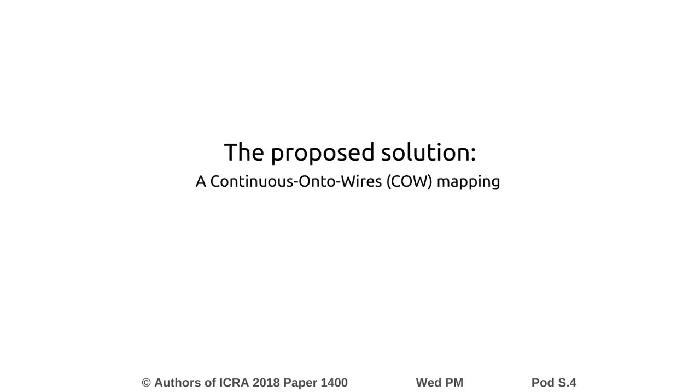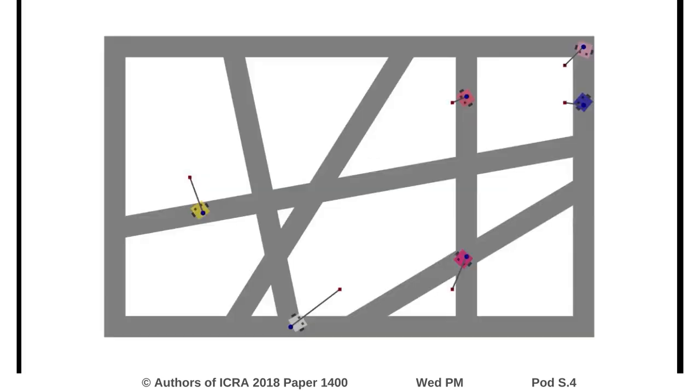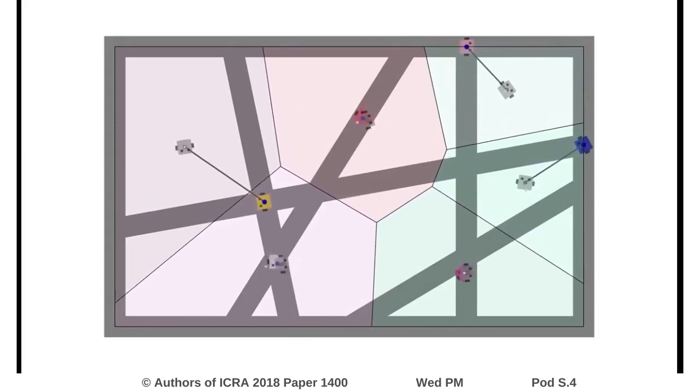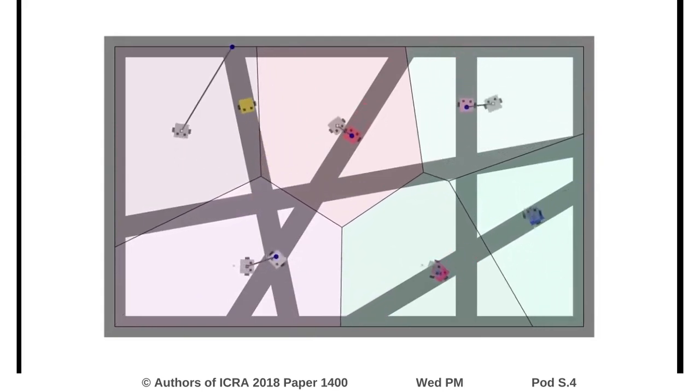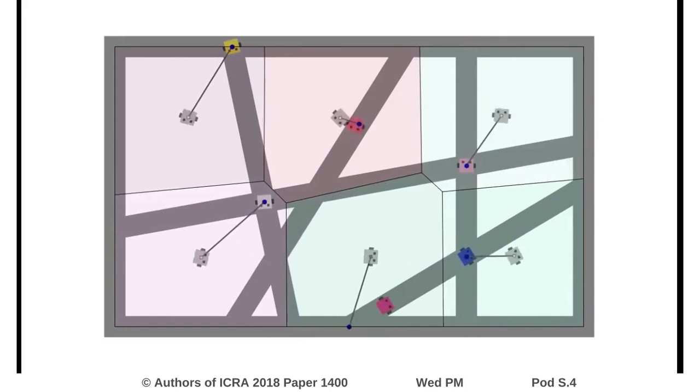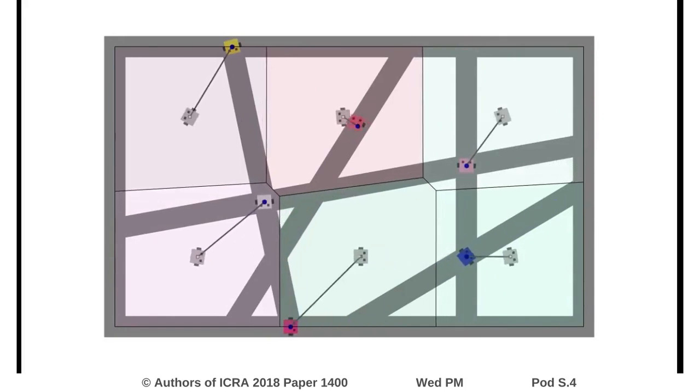The proposed solution is then a continuous onto wires mapping. The motion of the unconstrained robots, depicted in gray in the video, is mapped onto the wires in such a way that the resultant motion of the constrained robots, represented in the video as colored robots, is continuous. The final coverage quality is the best achievable, since each robot ends up being in the point on the wires closest to the corresponding unconstrained robot.